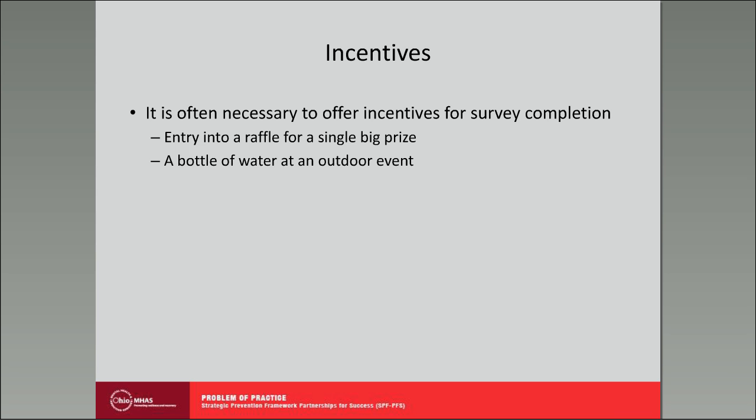It is often necessary to offer an incentive for completing the survey with this population. There are two typical ways of going about using incentives. The first is to provide a single big prize and raffle it off. So when someone completes the survey, they would also complete a separate form where they can put their name and contact information. Their name and contact information must be kept completely separate from the data collection survey so that the confidentiality of the responses is not violated.